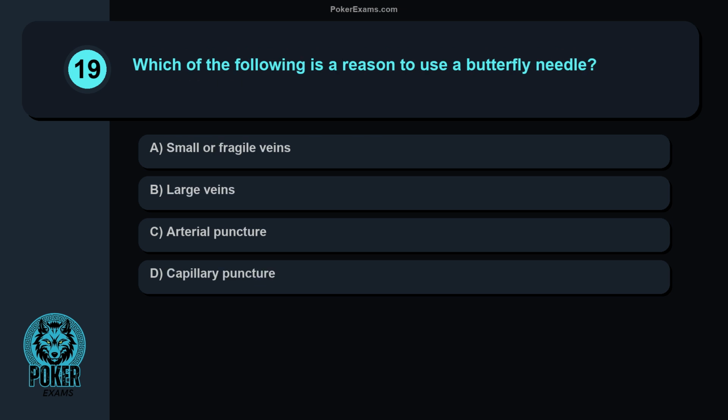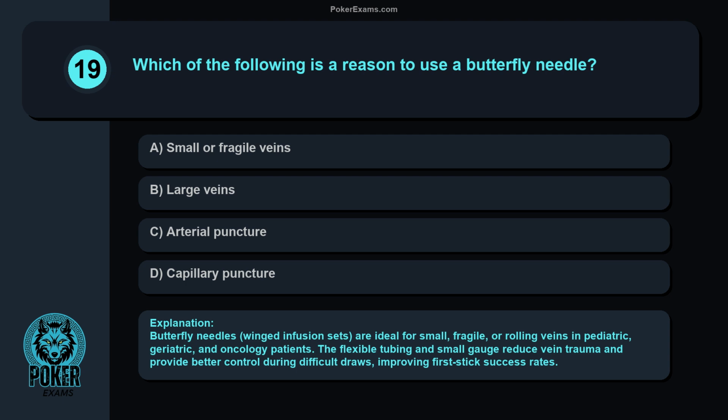Question 19. Which of the following is a reason to use a butterfly needle? Small or fragile veins. Large veins. Arterial puncture. Capillary puncture. Butterfly needles, winged infusion sets, are ideal for small, fragile, or rolling veins in pediatric, geriatric, and oncology patients. The flexible tubing and small gauge reduce vein trauma and provide better control during difficult draws, improving first stick success rates.